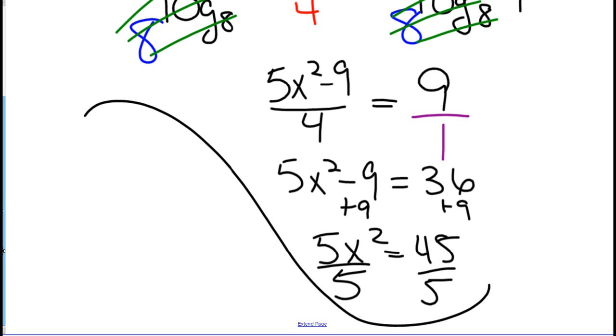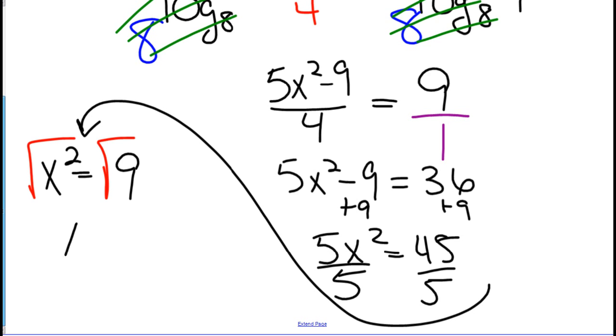I've got x squared equals 9. Take the square root of both sides, and you get x equals, big kid math, positive negative 3.